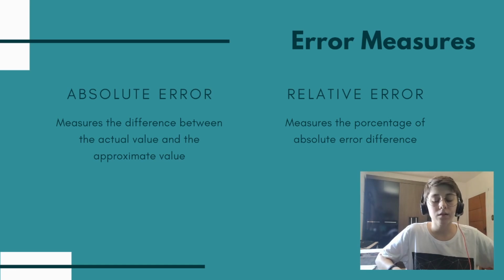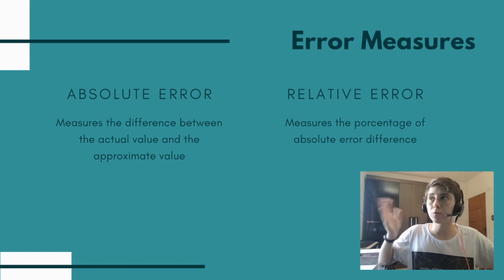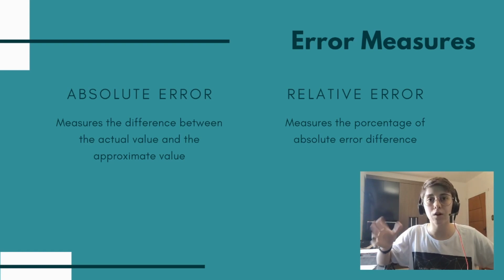So we can measure the error in two ways. We have the absolute error, that is just the difference between the real value and the approximate value, and the other is the relative error, that is a percentage of the error difference.